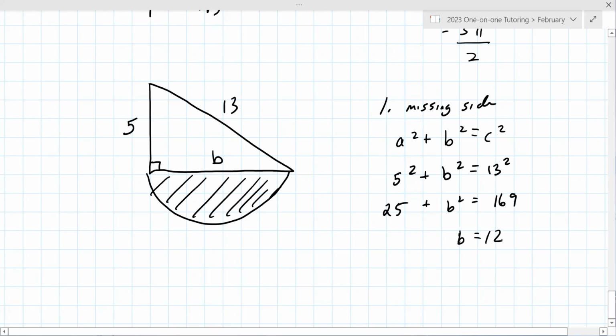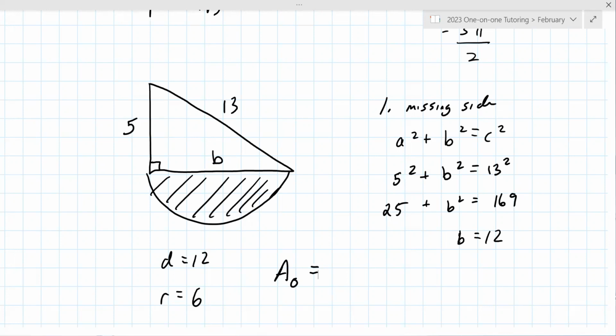Now that's the diameter of the circle. What is the radius of the circle? The diameter of the circle is 12. What is the radius of the circle? 6. So find the area of the circle and then cut it in half. All right, so pi radius squared. 6.